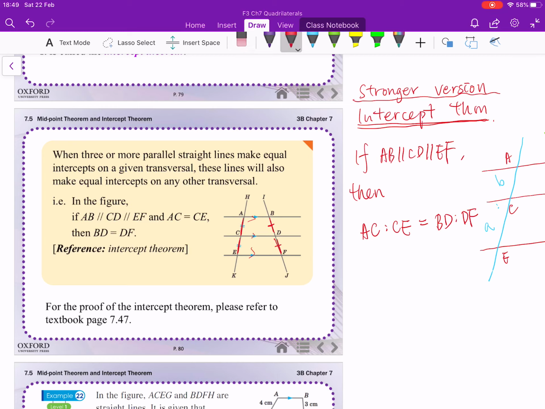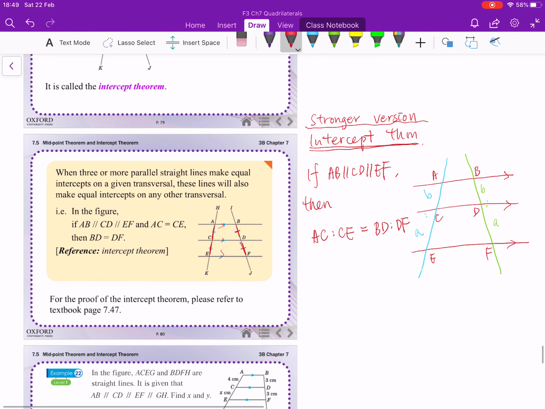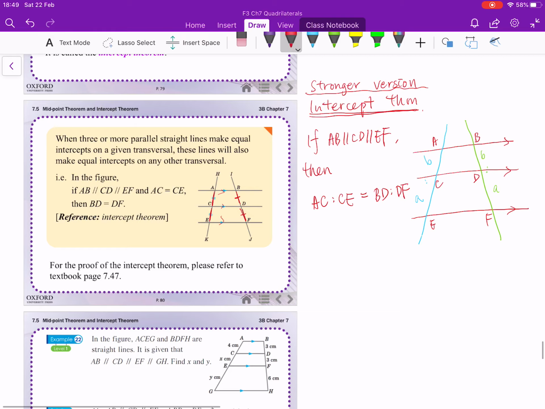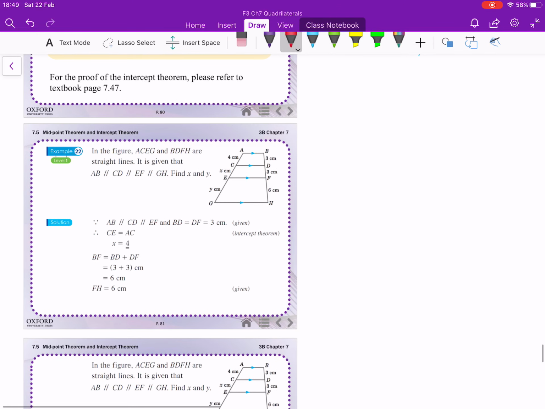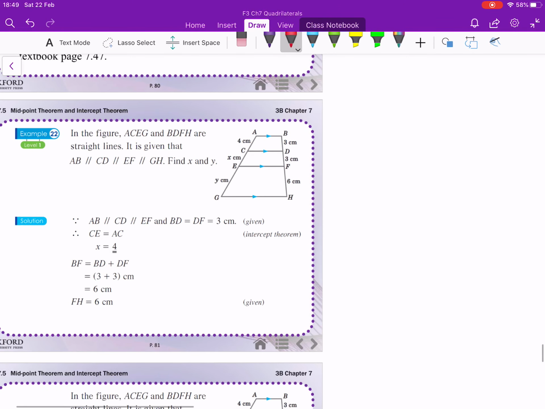So in your book, the intercept theorem mentioned is a weaker version. I suggest you directly use the stronger version in ratio, not only equal length. Equal length means the ratio 1 to 1. So I'll try to apply the stronger version in the following exercise. This is the solution from your book, read it yourself. If I use the stronger version to finish this question, you can finish in this way.